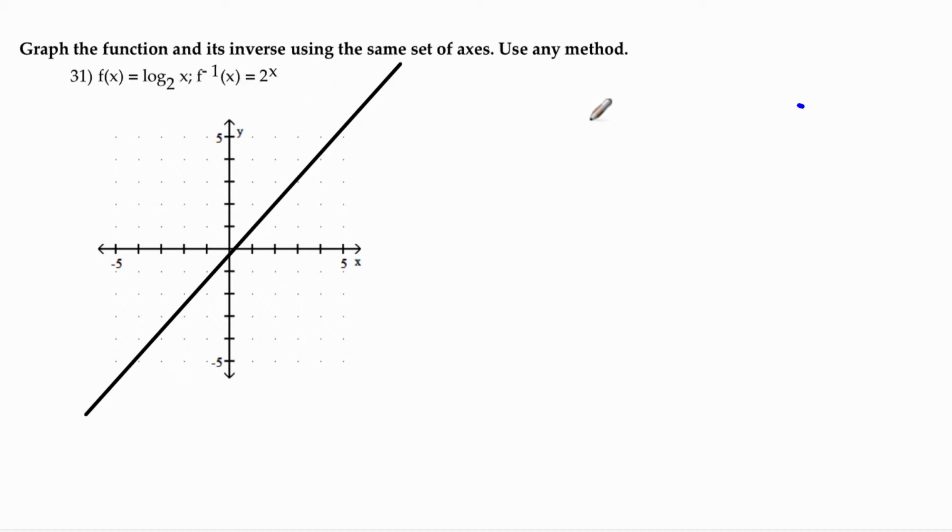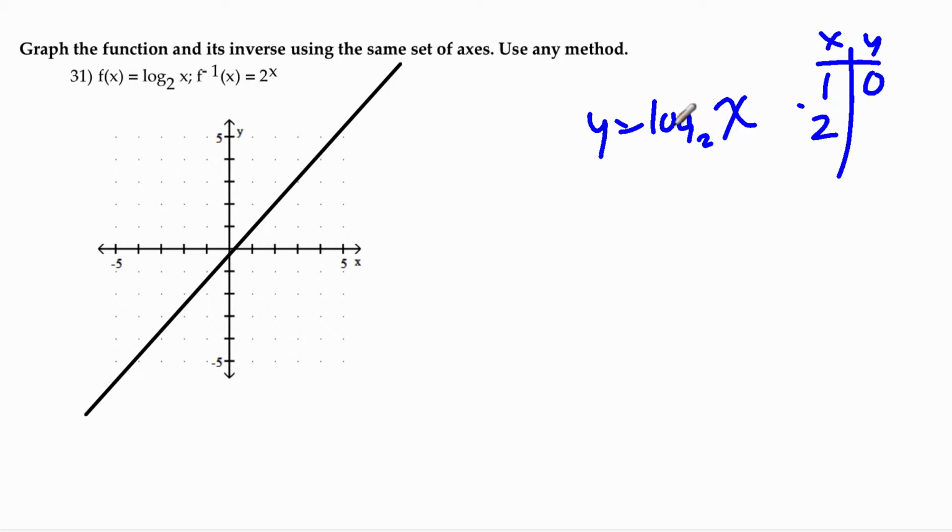So I have y equals log base 2 of x. We plug some numbers in for x. Say I plug in a 1. To what power must you raise 2 to get a 1? That'd be 0. Put a 2 in. To what exponent is 2 raised to get 2? That would be 1. I could put a 4 in for x. Log base 2 of 4 is 2.